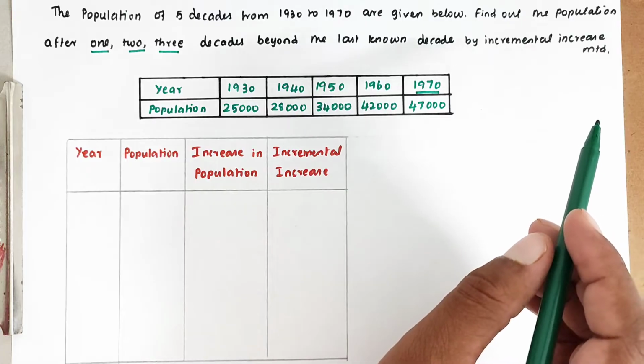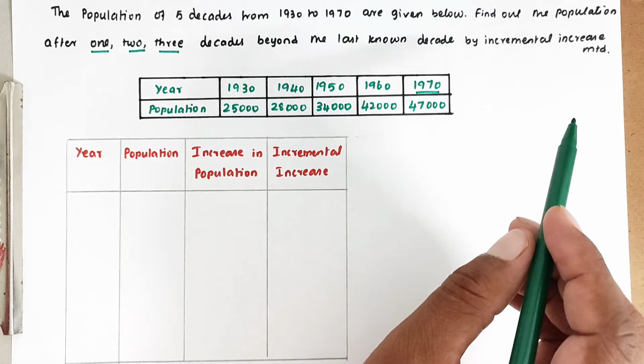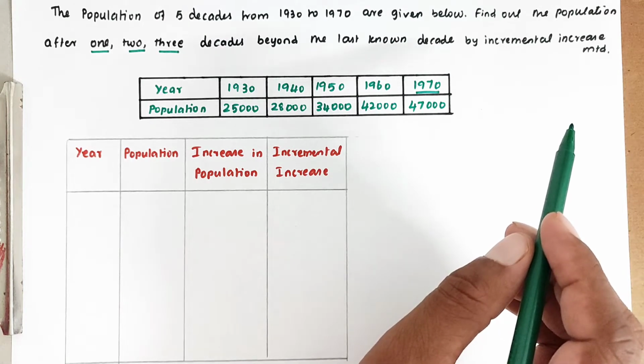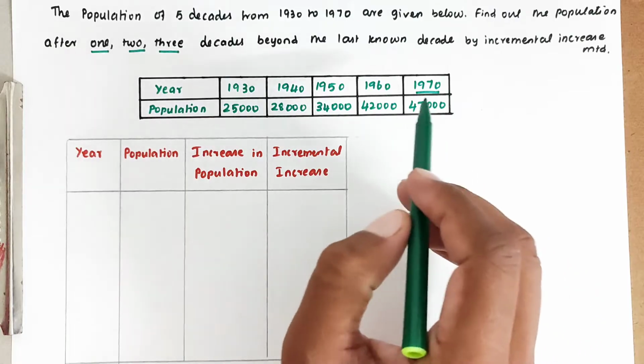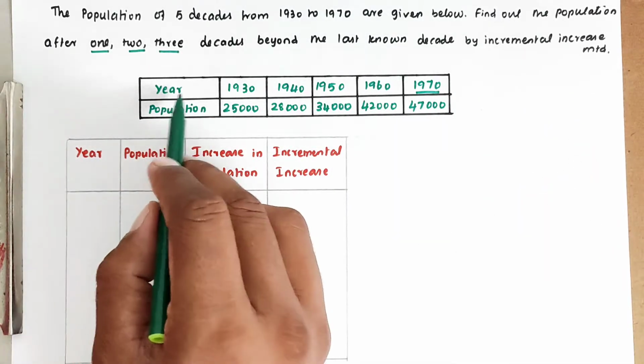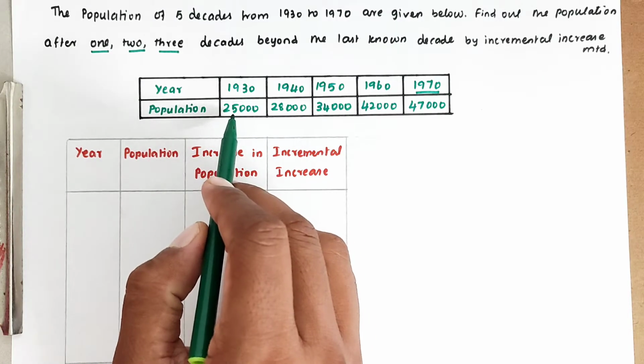There are a lot of methods available for population forecasting. There is the geometric method, arithmetic method, incremental increase method, decrease method, and so on. Now we can use the incremental increase method. The year is given, and the corresponding population is also given.